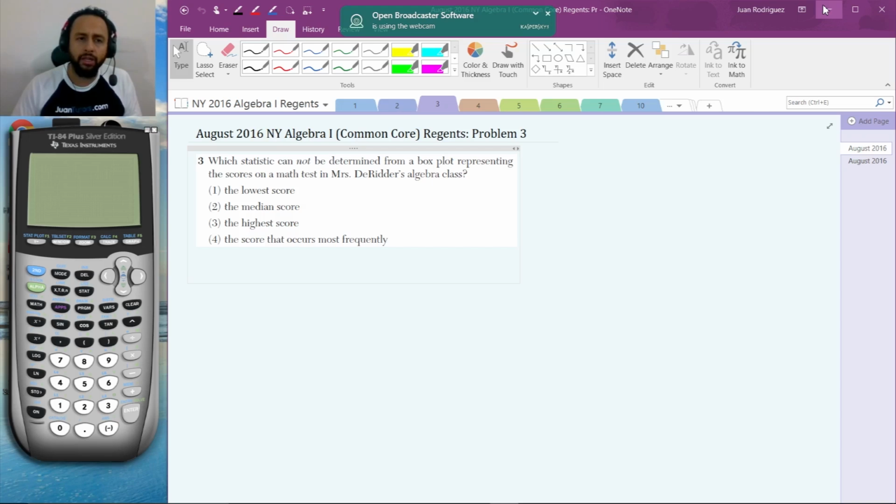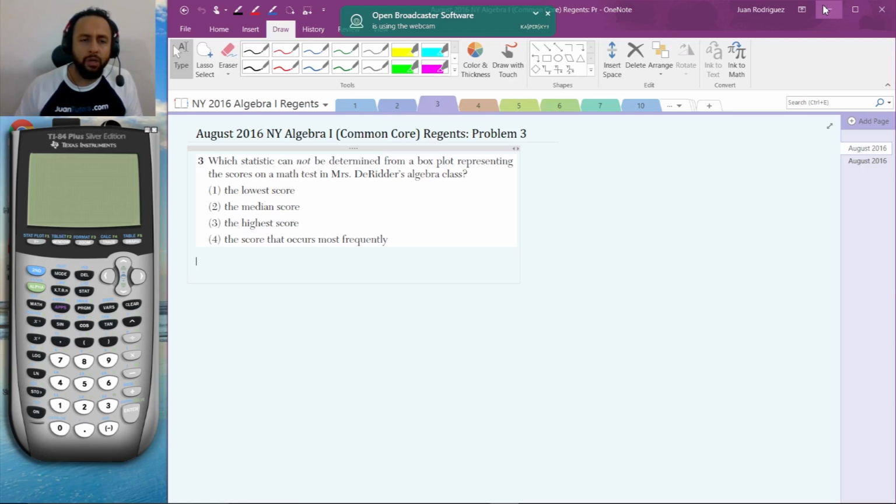Today we are working on the August 2016 New York Algebra 1 Common Core Regents Problem 3. If you want to access these exams, whether you're from New York or from anywhere else in the world, you do not have to be a resident of New York. Just go to nysedregents.org, click on the appropriate tab, and all the past regents are freely available there.